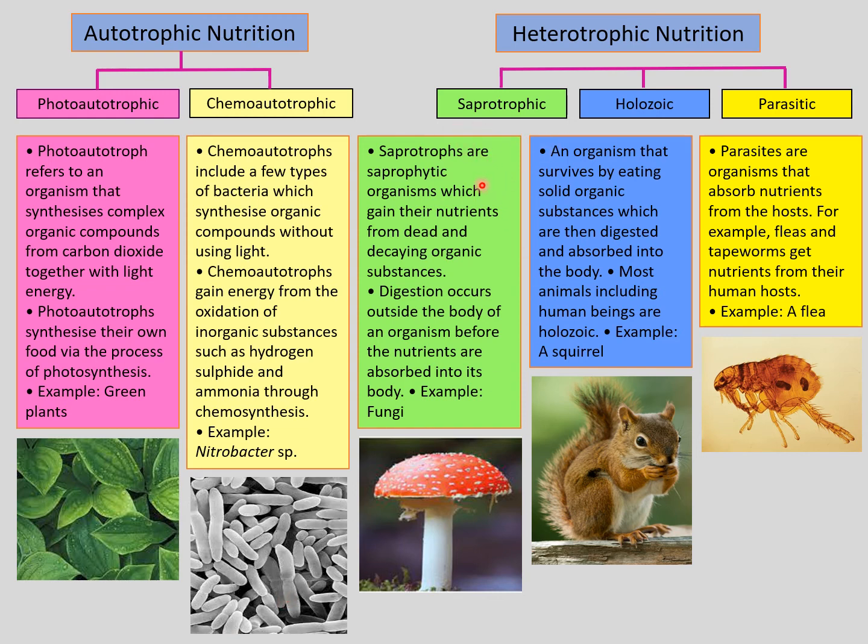Saprotrophics. Saprotrophs are saprophytic organisms which gain their nutrients from dead and decaying organic substances. Digestion occurs outside the body of an organism before the nutrients are absorbed into its body. Example here is fungi.